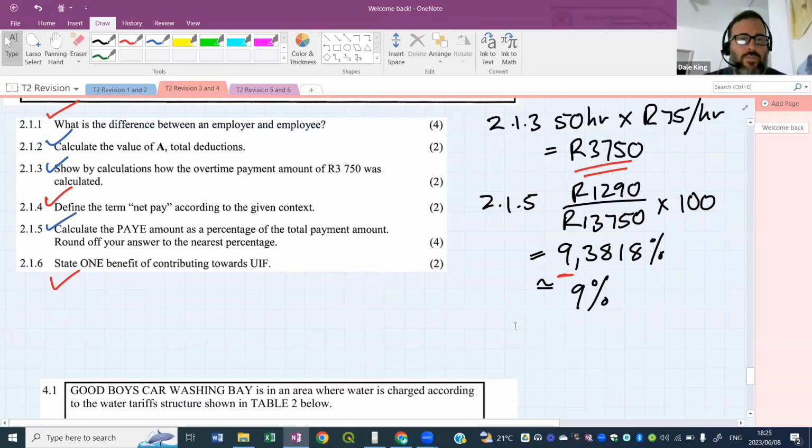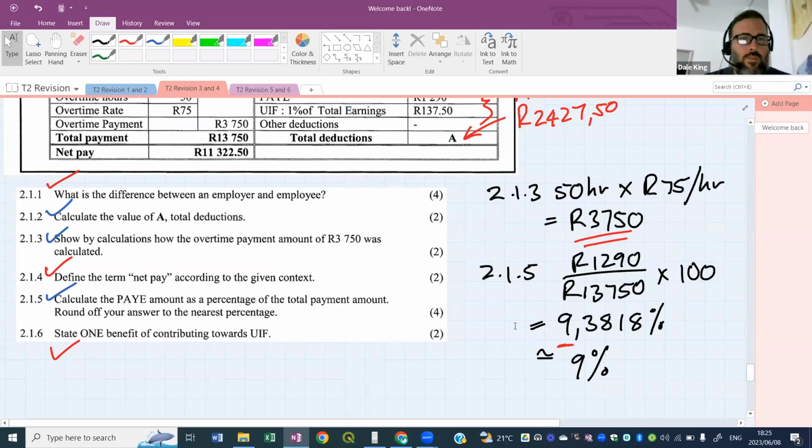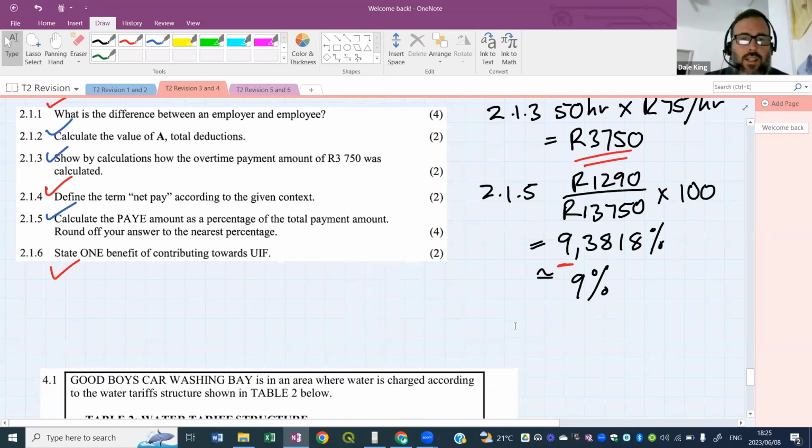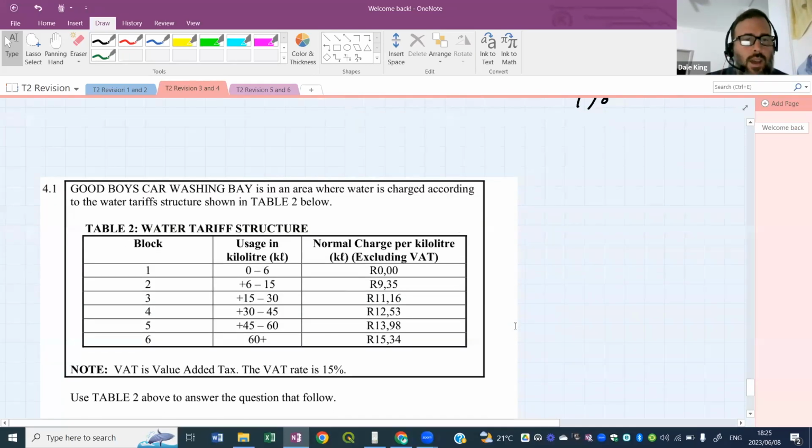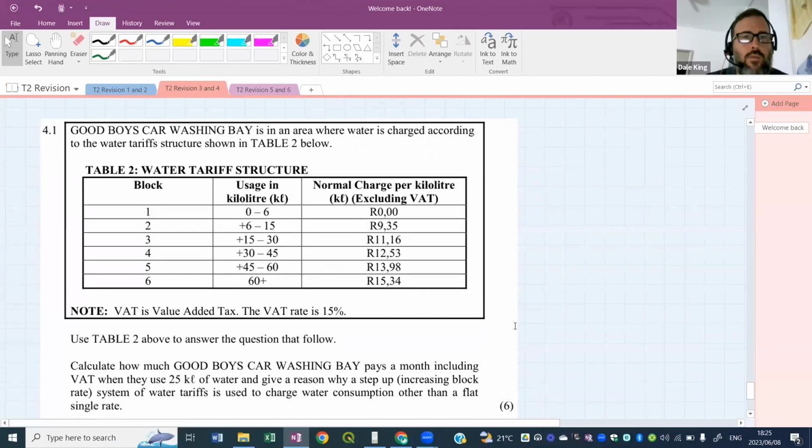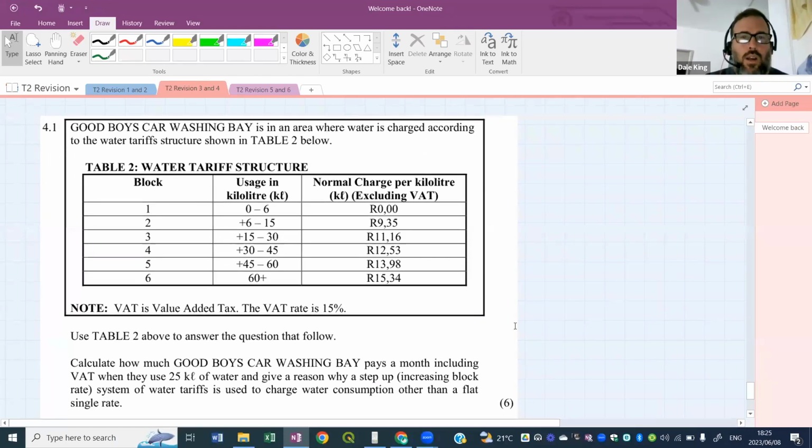All right. That was the warm up, ladies and gentlemen. Now we're going to get into the meat. I told you guys there was going to be a tariff table. It's time to have a look at one now. Let's look at the question. It says here, Good Boys Car Washing Bay is in an area where water is charged according to the water tariff structure shown in table 2 below.